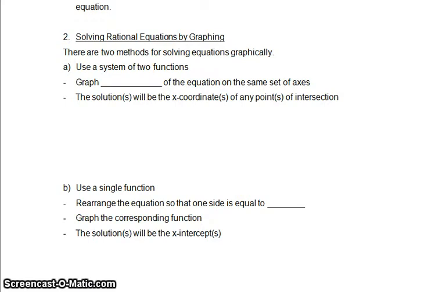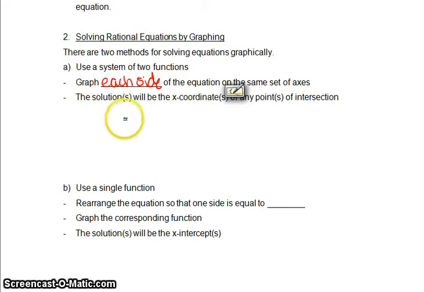Moving on down to number 2 here, we're going to be solving rational equations by graphing. We've already seen there are two different types of methods. The first one is to use a system of two functions. So we graph each side of the equation on the same set of axes. And here the solutions will be the x-coordinates of any points of intersection.